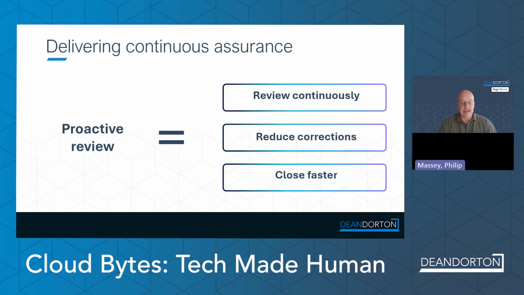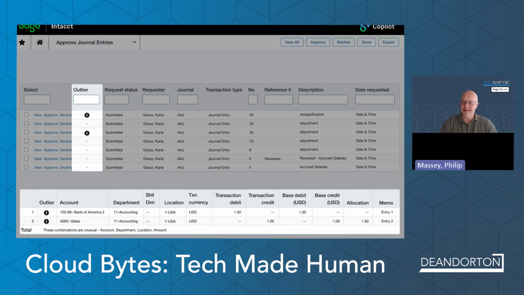So the GL outlier detection is going to look at this and say, you know what? You've been more in the $1,000 range with entries that have posted to this account around this time in the past. You've never been 10,000. So I, as GL outlier detection, am going to flag these transactions and say this transaction has some type of anomaly. In this particular case, these combinations are unusual: account, department, location, amount.